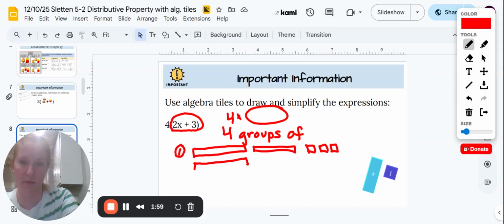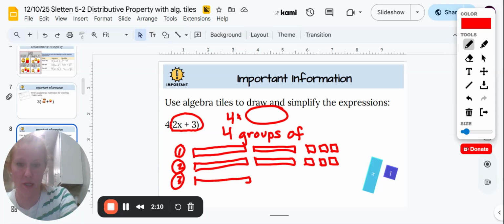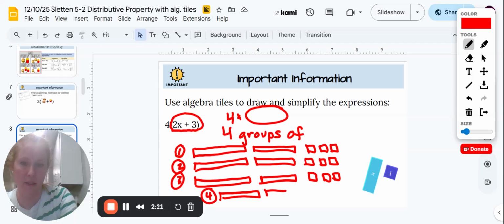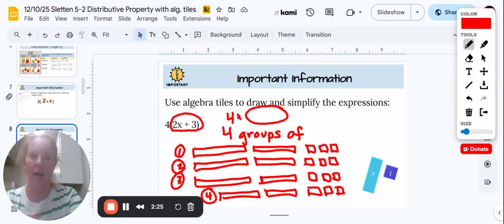Here's a second group. 2 x's and 3 1s in it. My third group, 2 x's and 3 1s. And then my fourth group, 2 x's and 3 1s. And then we can count all together how many x's we have and how many 1s we have.